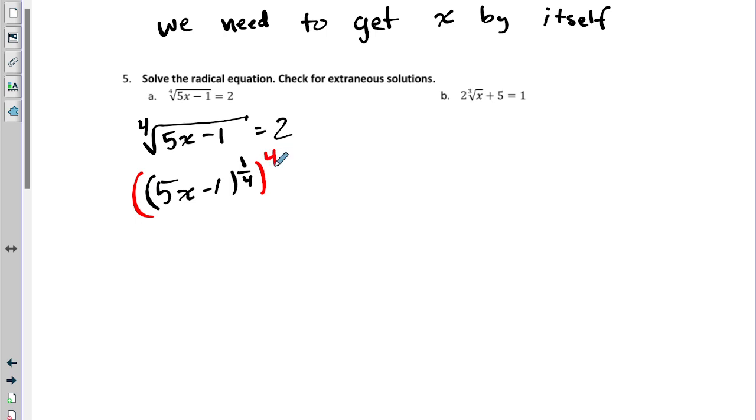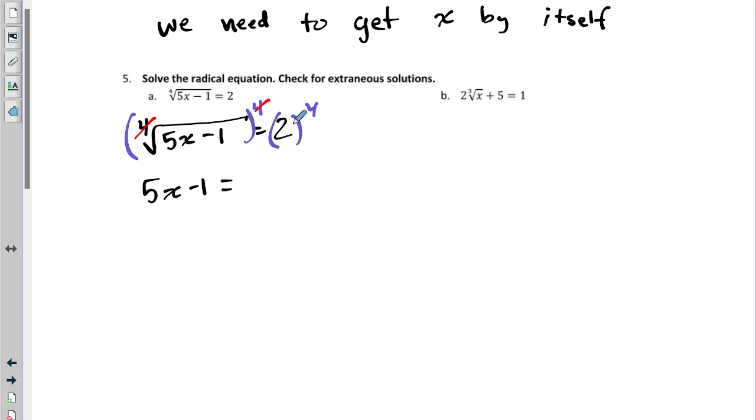And so really what I want to do to both sides is a complicated way of saying, I'm just going to raise both sides to the 4th power. That's a legal move. I can do that. As long as I do it to both sides evenly, I can do it. And what happens there is the 4th root cancels with the 4th power, and I'm left with 5x minus 1 equals 2 to the 4th, which is 2 times 2 times 2 times 2, which is 16. Okay. Then I just have to add 1 to both sides. To get x by itself, we get 5x equals 17, and then divide by 5. X equals 17 over 5.